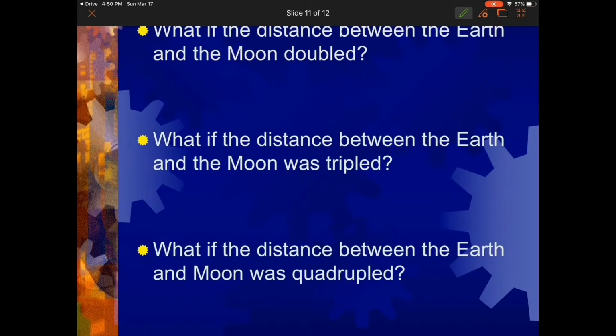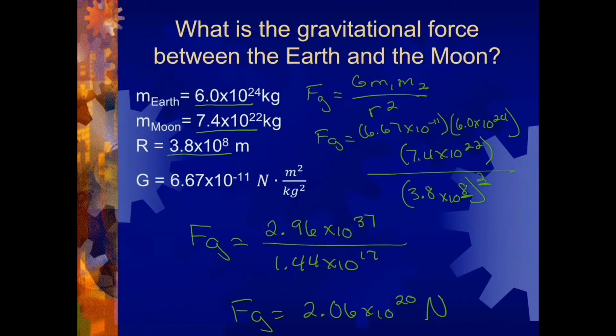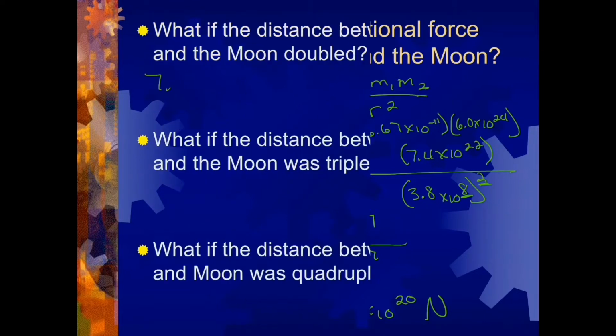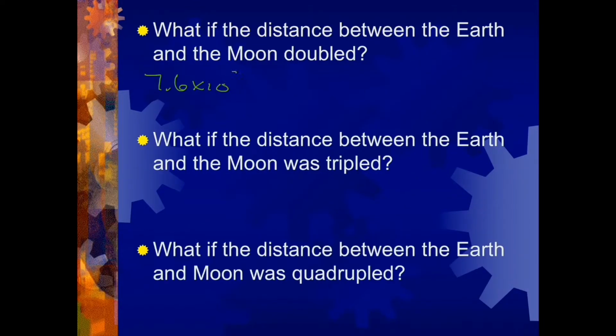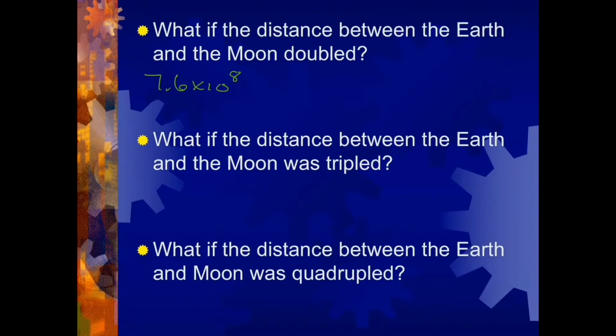So now, what if the distance between the Earth and the Moon doubled? What if it wasn't 3.8 times 10 to the 8th, but it was 7.6 times 10 to the 8th? You're going to have the same mass for Earth, the same mass for the moon, and G is the same. We just have a different distance.